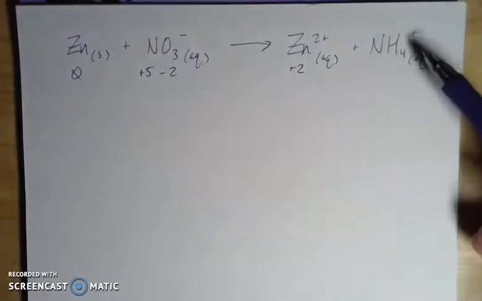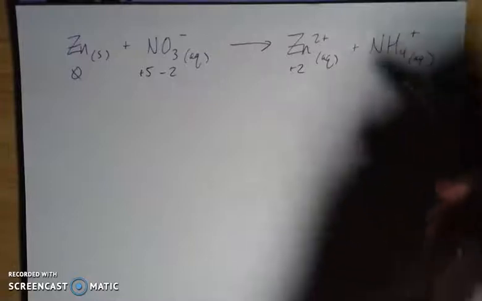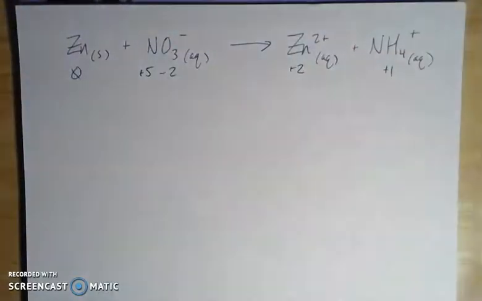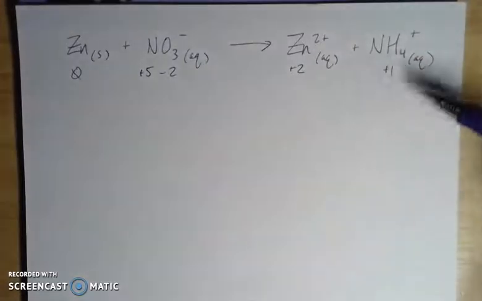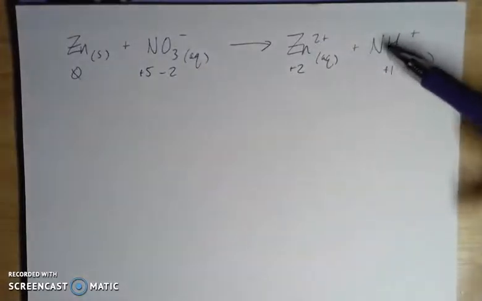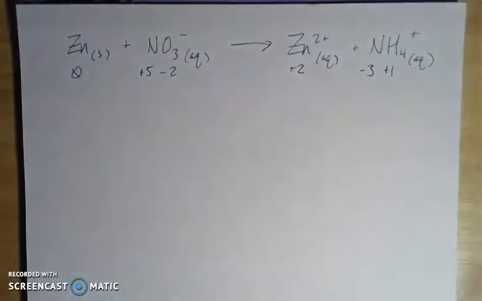And then for our nitrogen and our 4 hydrogens here, this is the ammonium cation, so our hydrogen is +1. There are 4 of them, and so 4 times my +1 is +4. So what plus +4 gives me a +1? Well, that must be a -3 for my nitrogen.